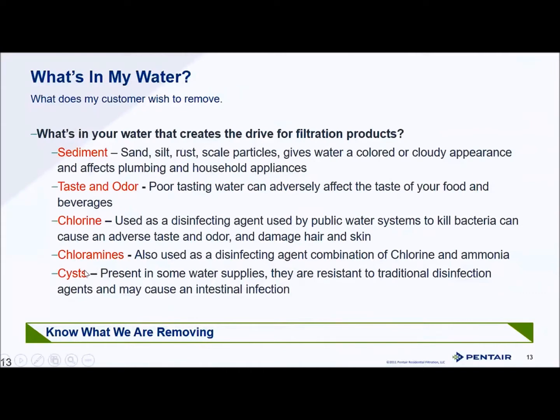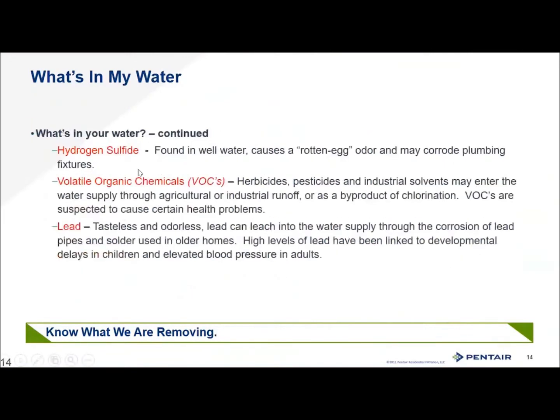And then cyst rated. This is for bacteria rated down to a 0.5 micron for removal of microbiological critters, not viruses though. Then there's hydrogen sulfide. This is rotten egg smell in your water. This can be removed by activated carbon. You just need to understand how much of this you have and how much that activated carbon filter will hold.